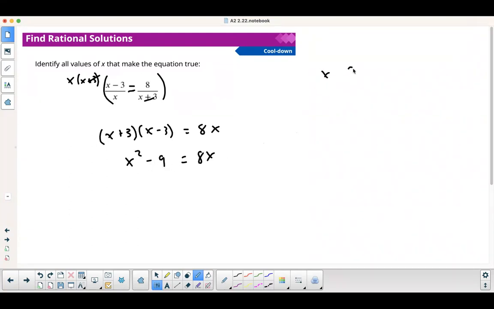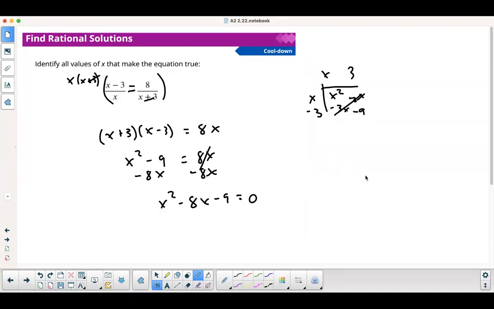And again, if you need to multiply that, make a box. You get the x squared, 3x, negative 3x, and negative 9, and these ones cancel out. Move the 8x over to the left, and x squared minus 8x minus 9 equals 0. So now I've got to get this factored again, or go to the quadratic formula. So I put the x squared here and the negative 9 here.